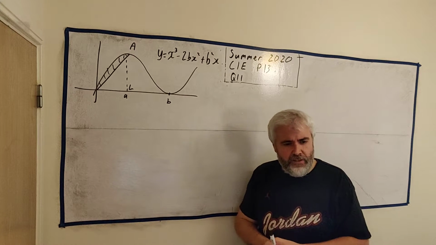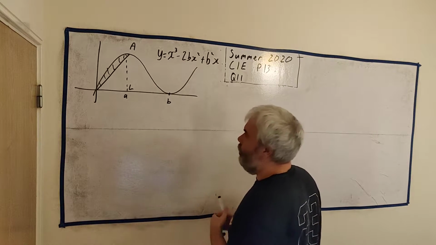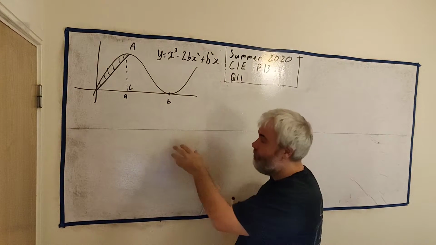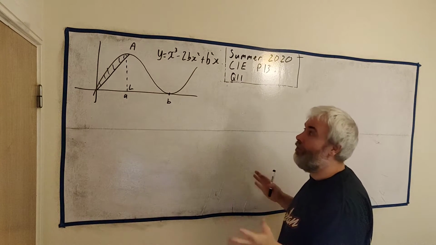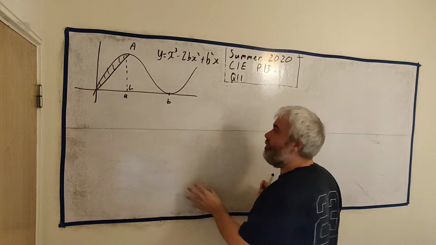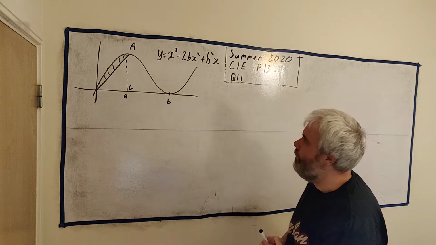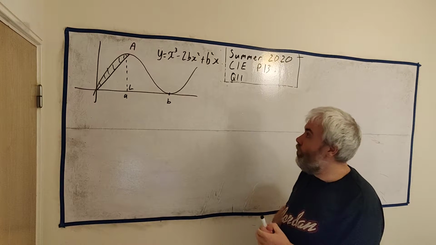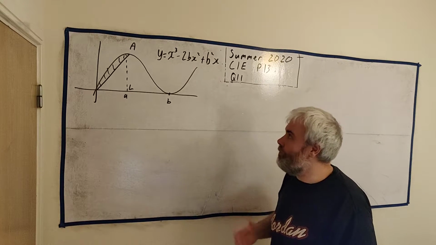So what they actually ask us to do is show that b is equal to 3a. So if a is 1, b is 3. If a is 2, b is 6. They don't tell us what the numbers are. We're not going to find out what the numbers are. They just want us to show that b is equal to 3a. So how do you do that? We use all the information they give us. And one of the pieces of information is the local maximum and minimum.